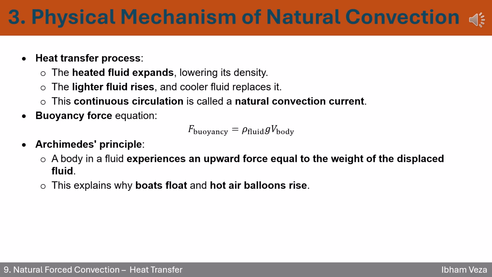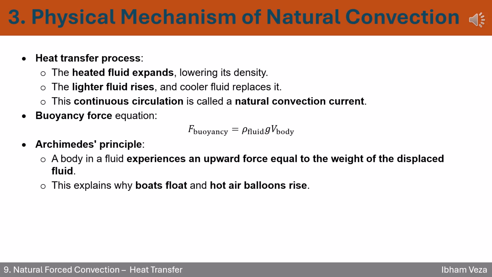3. Physical mechanism of natural convection. Let's start with the physical mechanism of natural convection. The key is to highlight the natural movement of fluids driven by buoyancy, not external forces like pumps or fans. A simple way to make it dynamic is by focusing on the process. Heating reduces fluid density, lighter fluid rises, and cooler fluid sinks, creating circulation. This is the heart of natural convection.